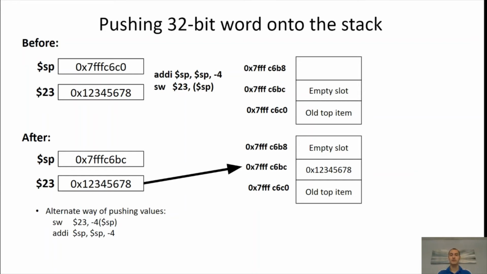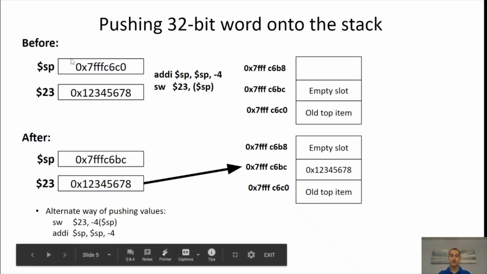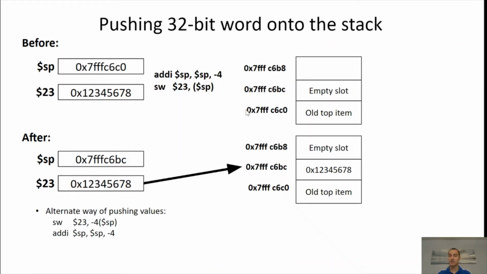So here we are going to see an example of pushing a 32-bit word onto the stack. We have two situations, the before and the after. Here we have our registers. Here we have our memory. And in the center, we have the assembly code that we need to run to make this happen.